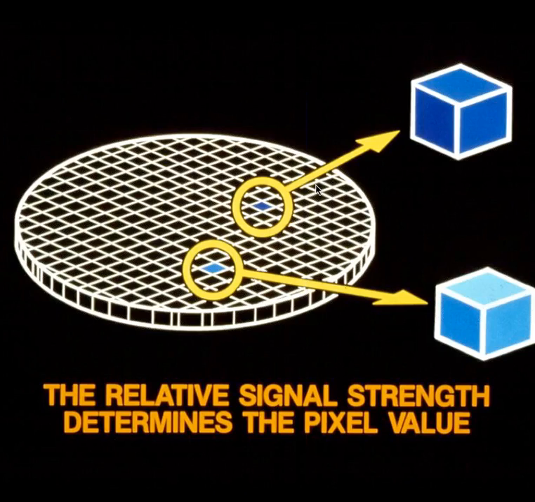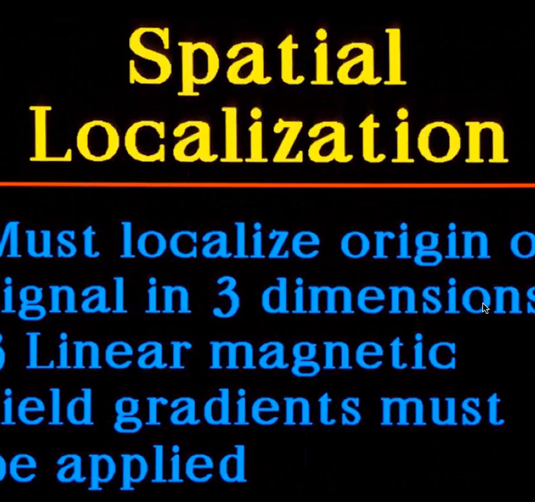So what we're trying to do is, from the electrical signal in a single wire, determine where in 3-dimensional space it's coming from. Some areas may be dark, some areas may be light. If we can determine where the signal is coming from, then we can differentiate tissues based upon the strength of the signal. We'll talk first about localizing the signal, and then we'll talk about why signal is different in different tissues. So we need 3 linear gradients.